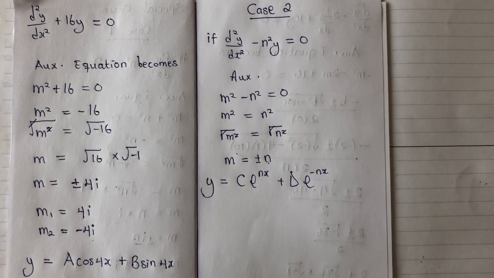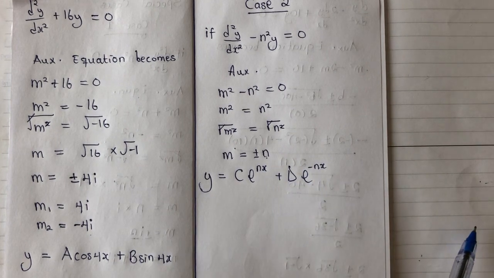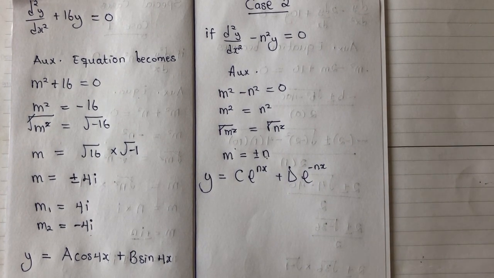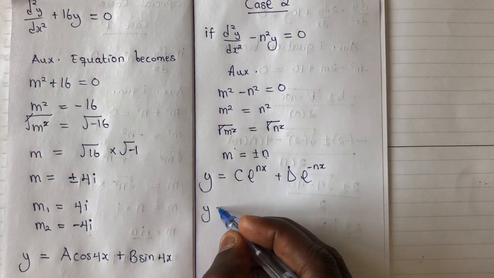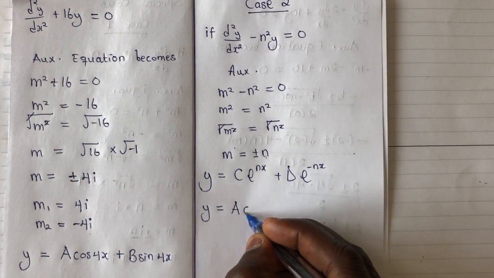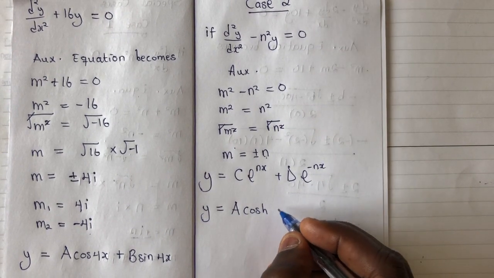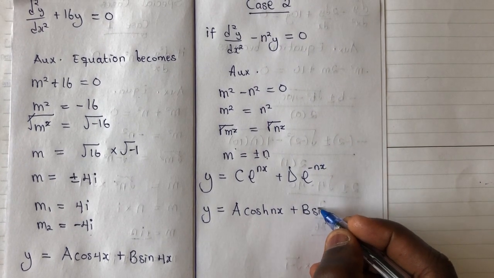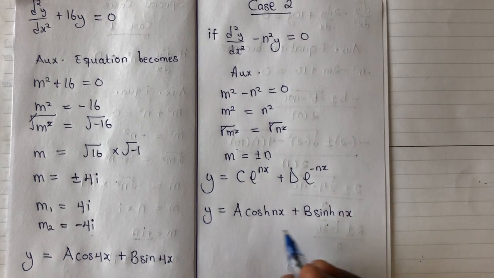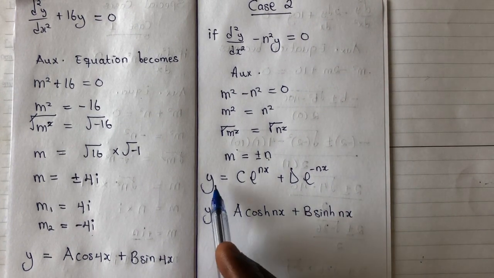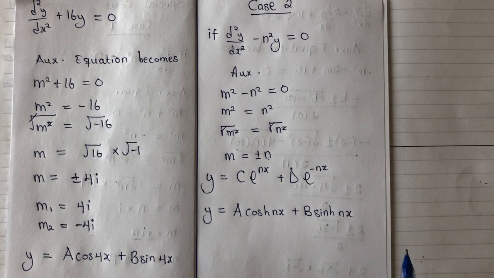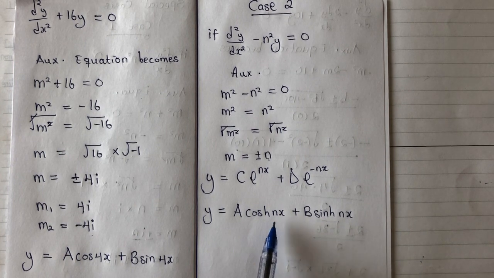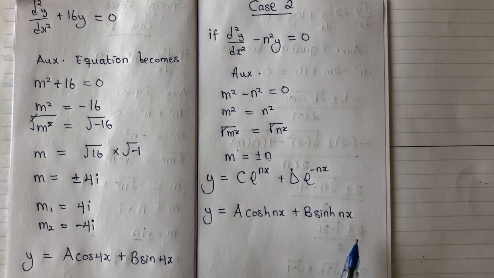But this is not how you write your final answer. You need to change this to what we call a hyperbolic function. And to take this into the hyperbolic function, your general solution for y will be y equals a cosh nx plus b sinh nx. This is what you write for him as your final answer. After you have generated this, you change it to the hyperbolic function. You will not be asked to prove why you got cosh and sinh. You will not be asked to prove it.